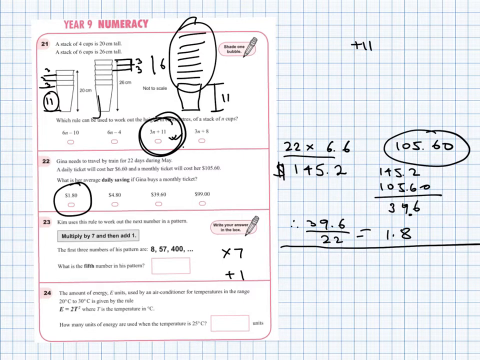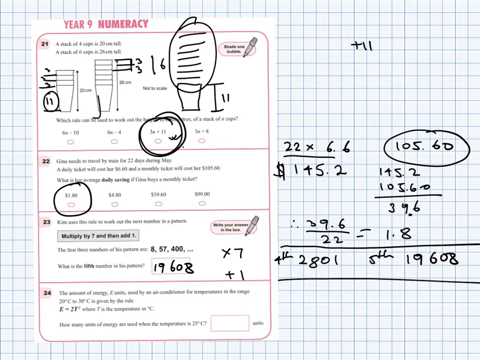So let's try. 400 times 7 plus 1 is equal to 2,801. So that's the fourth. But you want the fifth number in the pattern, so what you're going to do is the same: 2,801 times 7 and then plus 1 is equal to 19,608. So the answer would be 19,608. Please use your calculator and try to check if you have the same answer.